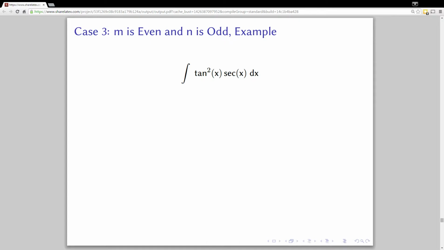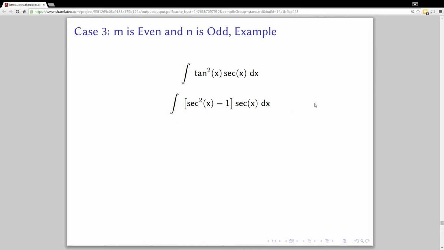So in these examples, one way to do it is to switch all of the tangents to secant. All right, so switch every single occurrence of tangent over to secant using the Pythagorean identity. You can do that pretty straightforwardly because the power on tangent is even. And so you have tan squared or some power of tan squared, and you can switch that over.